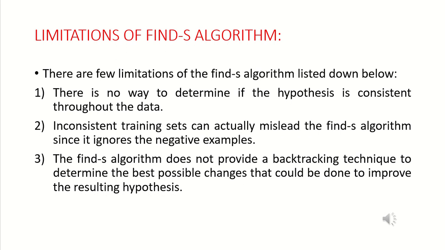Next, limitations of the Find-S algorithm. Let's see some of the limitations. There is no way to determine if the hypothesis is consistent throughout the data. This is the first limitation. Second limitation: inconsistent training sets can actually mislead the Find-S algorithm, since it ignores the negative examples and we are considering only the positive examples. The third limitation is that the Find-S algorithm does not provide a backtracking technique to determine the changes that could be made to improve the resulting hypothesis.